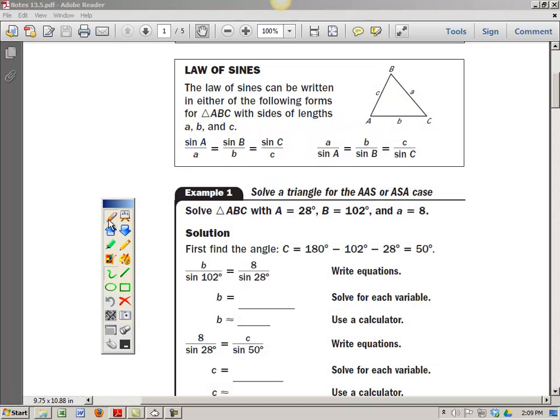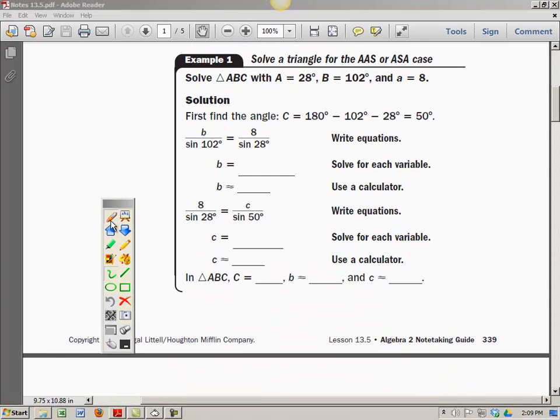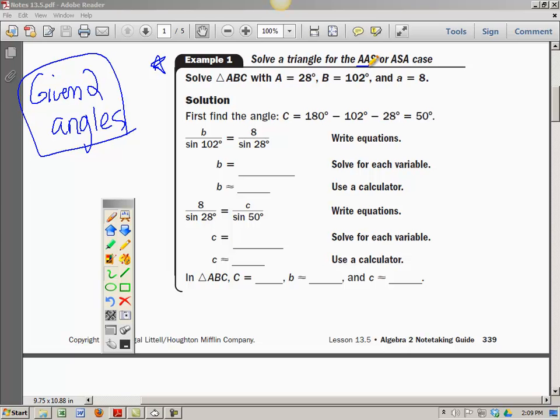Now, I'm going to give you a very important piece of advice for this lesson. Number one, the most important thing you can do is draw a picture. Example one is the easiest part of this lesson if you're given two angles. They say it's a side angle side case or an angle side angle case. All that's saying is that the side is either included between the angles or it's not, and it doesn't matter. The bottom line is if you're given two angles in a triangle, you can always find the third one because the angles in a triangle add up to 180. So if I do 180 minus 102 minus 28, that tells me the third angle is 50 degrees.